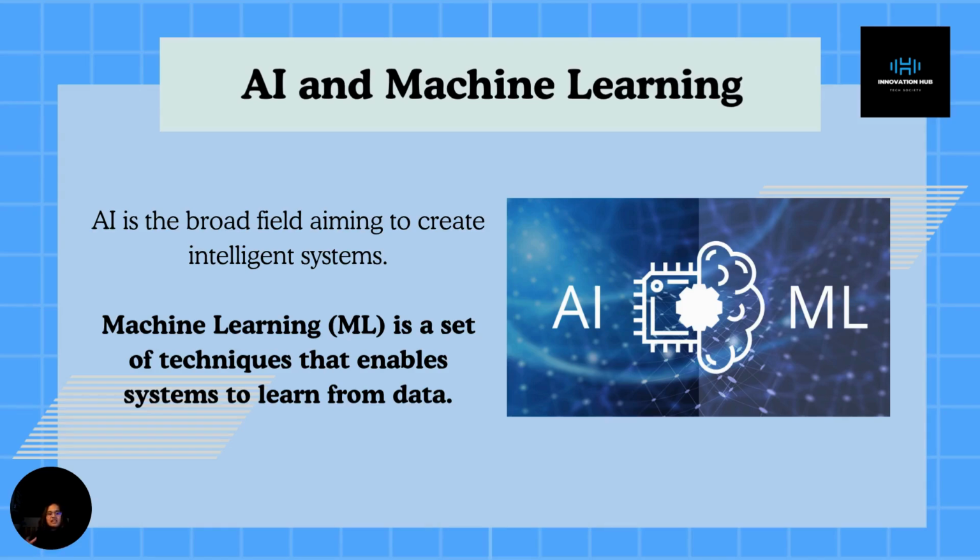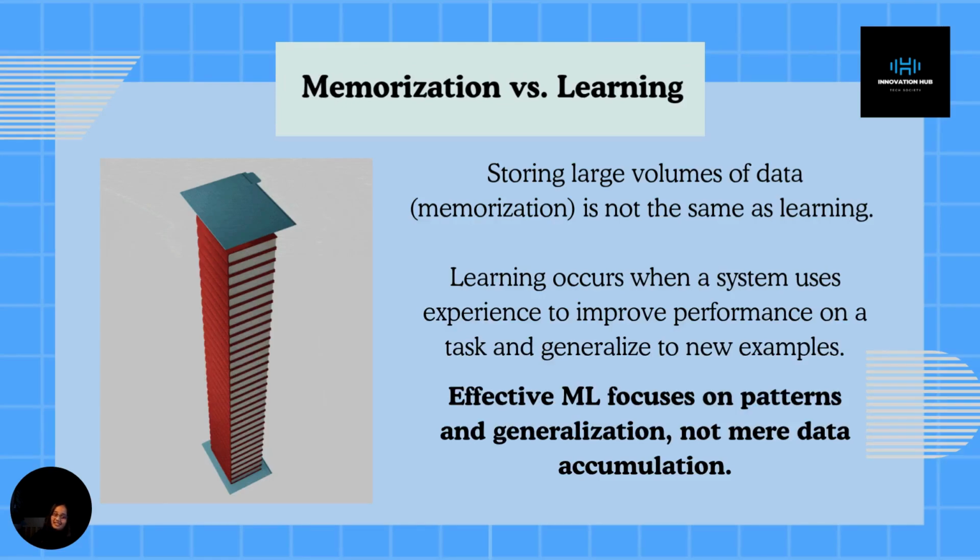So, whenever you see an AI system getting better and better over time, machine learning is usually what's making that possible. Now, memorization versus learning. This is where a lot of misconceptions come in. Many people think that if a system has access to more data, it automatically becomes smarter. But that's not true. Storing data is not the same as learning. Like, buying your textbooks is not the same as learning them, right?